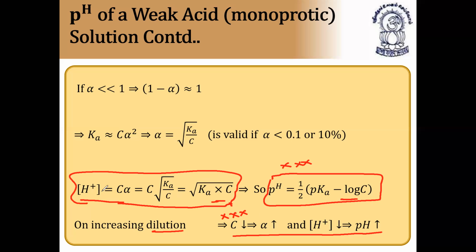Please note it down. To find the concentration of H plus ions, use the formula root of Ka into C. And to find pH, pH is equal to 1 by 2 pKa minus log C. How to find pKa? pKa is equal to negative logarithm of Ka. And log C means the log value only. So in this way you have to find it. This formula is most important. Please note it down.